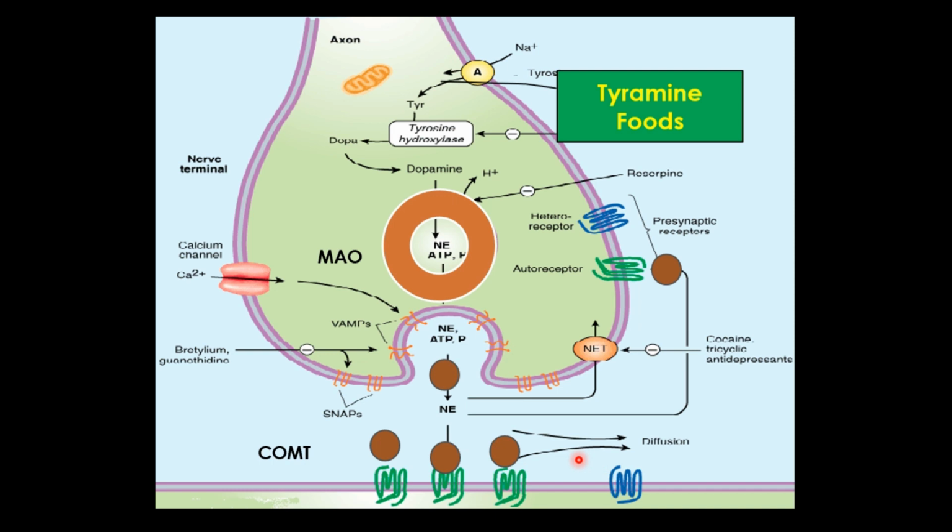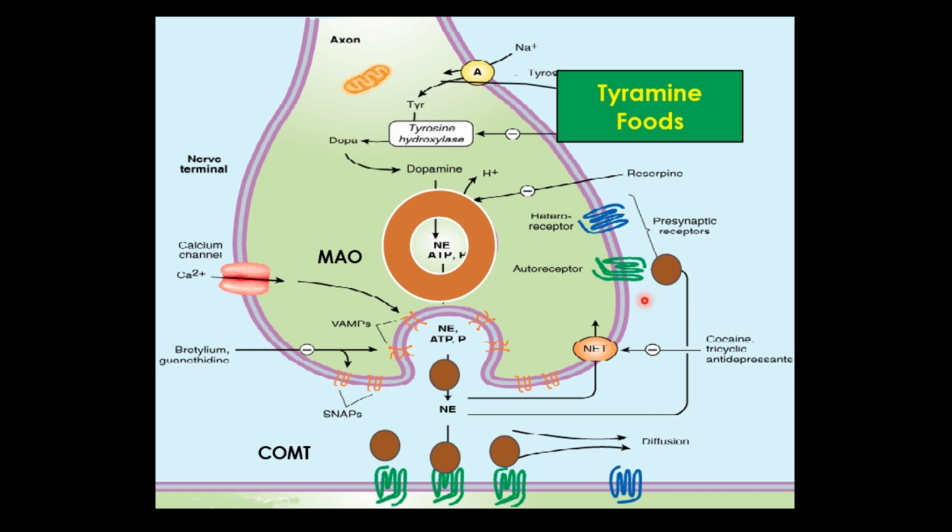Now this presynaptic receptor is the alpha-2 receptor, which is the auto-regulatory receptor. It auto-regulates the release of the neurotransmitter. When there is plenty of neurotransmitter available, these alpha-2 receptors are activated and create inhibitory signals to the neuron, saying that now I have plenty of neurotransmitter available, so please stop releasing the neurotransmitter.